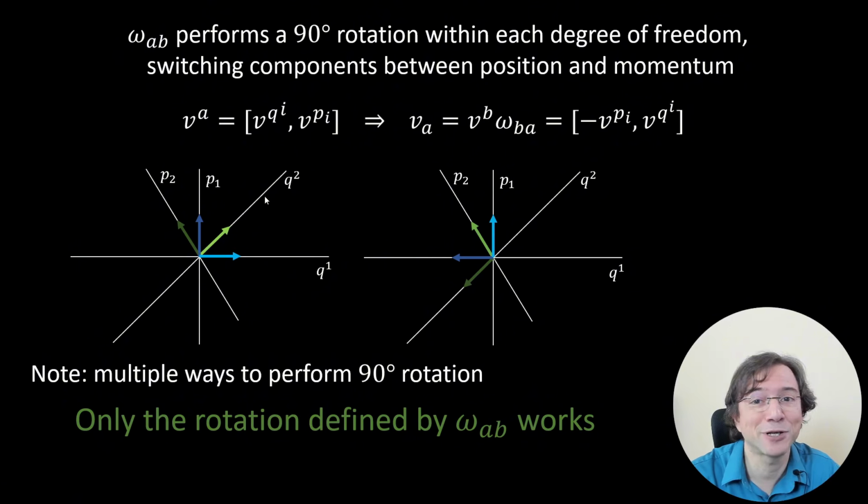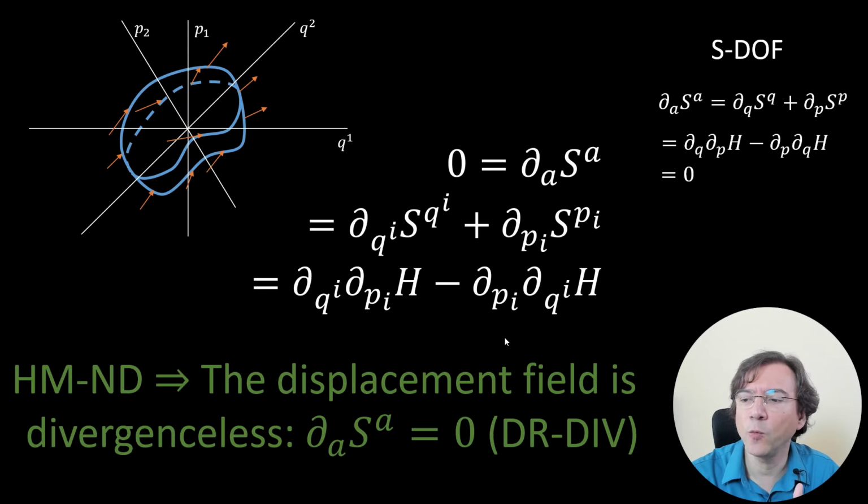And it's only the rotation defined by omega AB that works. So that rotation is special, and we'll see that this omega AB also has other geometrical meanings that are going to be a little bit more interesting physically. Okay, so we have this. And now, in the spirit of reverse physics, we want to find the conditions that allow us to understand a little better what happens, and give a better characterization of Hamilton's equation.